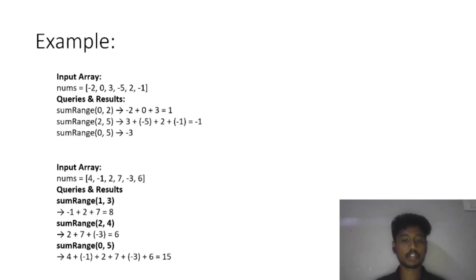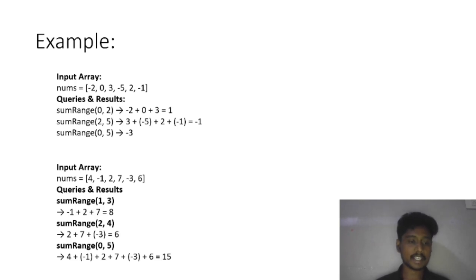For sumRange(0, 2), we add the elements from index 0 to index 2, that is -2 plus 0 plus 3, which gives the result 1. For the second query, sumRange(2, 5), we add the elements from index 2 till index 5. So 3 plus -5 plus 2 plus -1 gives -1. For the third query, from index 0 to index 5, that means adding all the elements from 0 to n, so it gives -3.